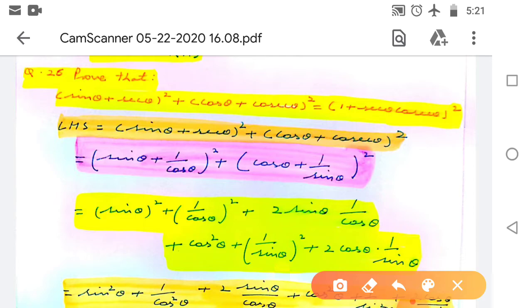And the question number 26 is, prove that sin theta plus sec theta whole square plus cos theta plus cosec theta whole square is equal to 1 plus sec theta cosec theta whole square. Okay. Fine. So, we take LHS, no issue. We start with LHS. The LHS is sin theta plus sec theta whole square plus cos theta plus cosec theta whole square.